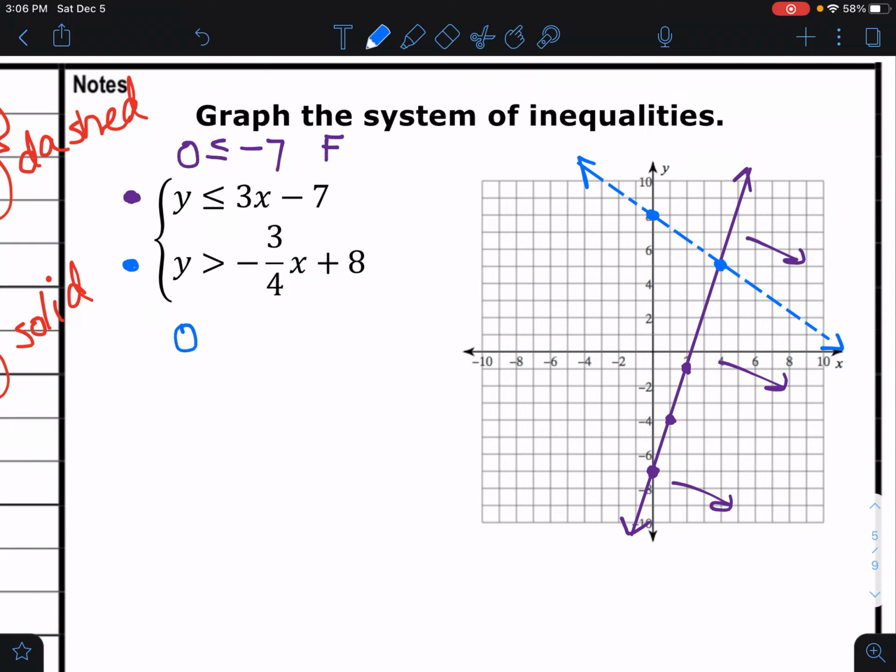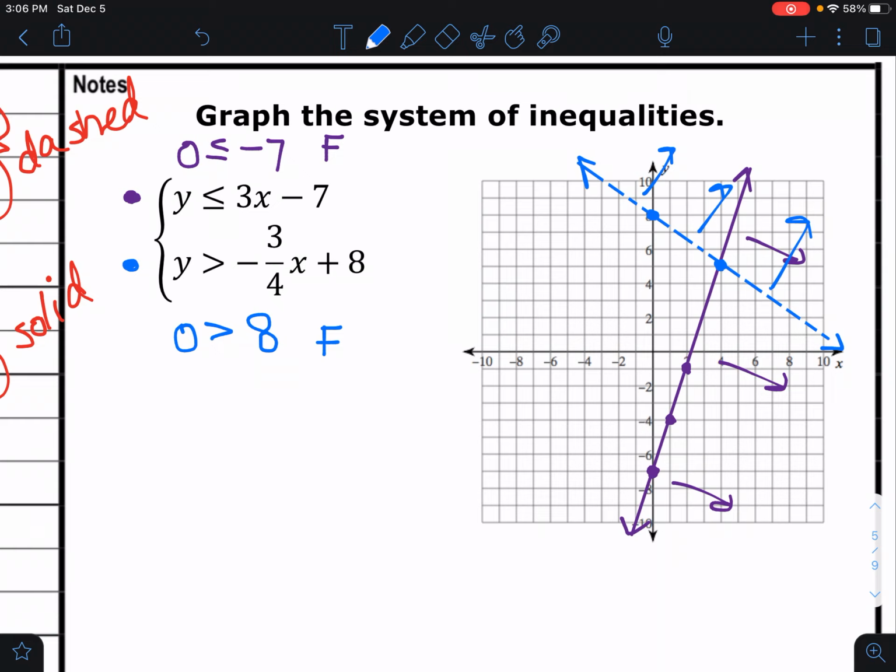All right, now next thing I want to do is test point (0, 0). Plug in 0 for x. That'll give me 0 here plus 8, so 8. Is 0 greater than 8? No, that is also false. So that means, again, I'm not shading the side (0, 0) is on. If that worked, we would shade this way. So it didn't work, so we're shading the other way. That means up this way. So you'll notice the shaded region is above there.